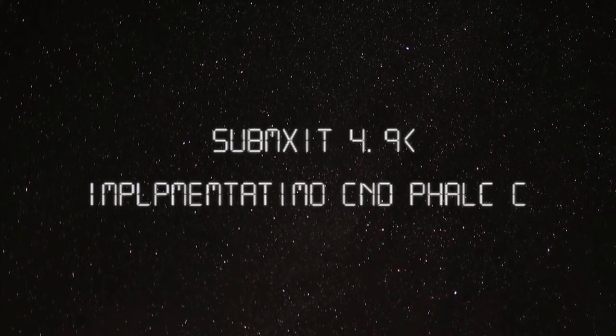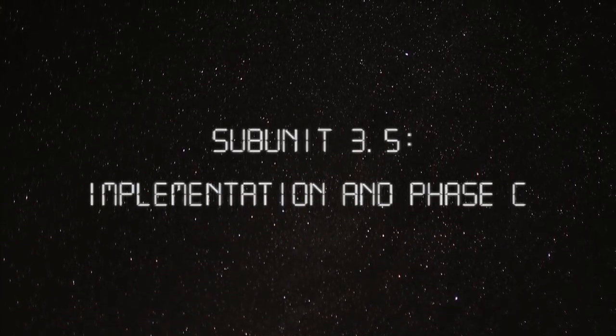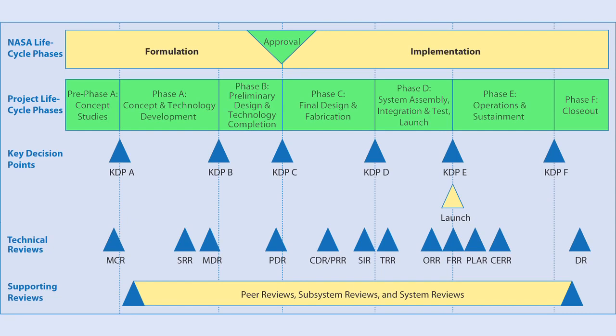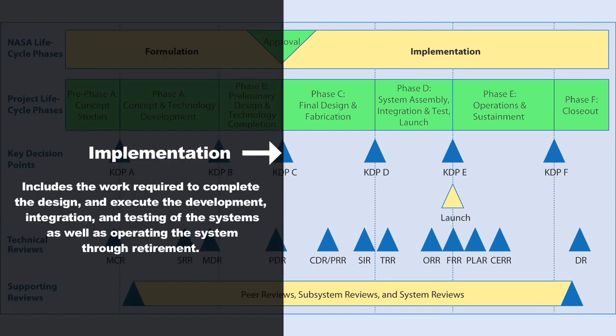Subunit 3.5, Implementation and Phase C. Implementation includes the final phases of the system lifecycle. During implementation, the system design is completed, the system components are built and purchased, the system is integrated and tested, and then operated throughout its defined lifespan.